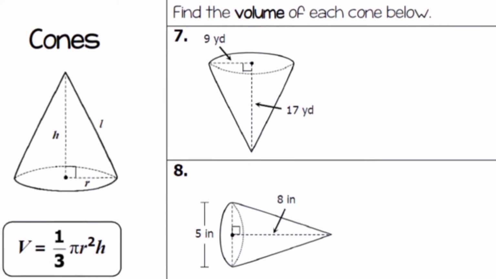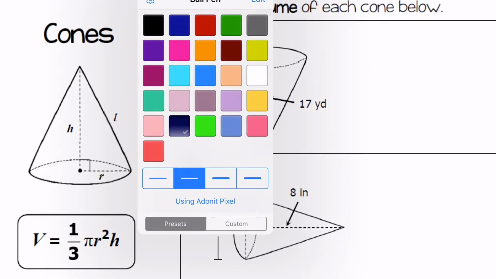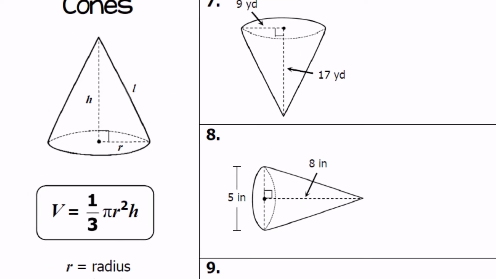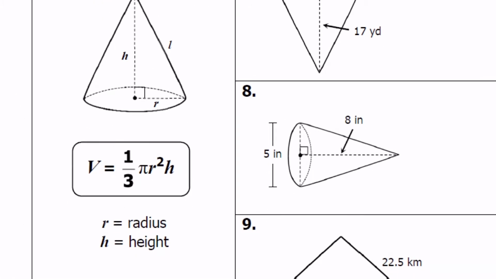Okay, so flip it over. I want to look at cones, and then I'll be done with it. So I want to find the volume of each of these 3 cones. The formula for the volume of a cone is 1/3 times pi times r squared times h, the height. So all you got to do is identify which values you're given, plug them into your calculator, and solve.